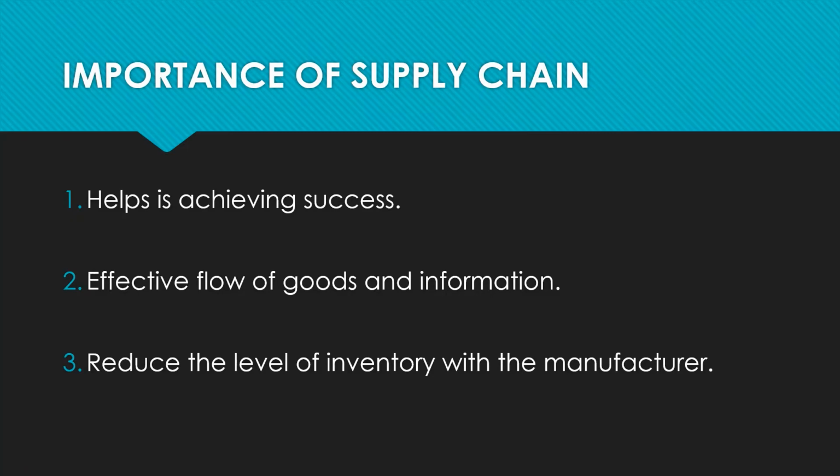Supply chain also helps to reduce the level of inventory with the manufacturer. Since it acts as a network and is a proper management with a proper flow, it always reduces the level of inventory and raw materials with the manufacturer. Whenever you opt for supply chain, that means you have a proper strategy and you are going through the process sequentially, so it will reduce the level of raw materials compared to the other situation with the manufacturer.